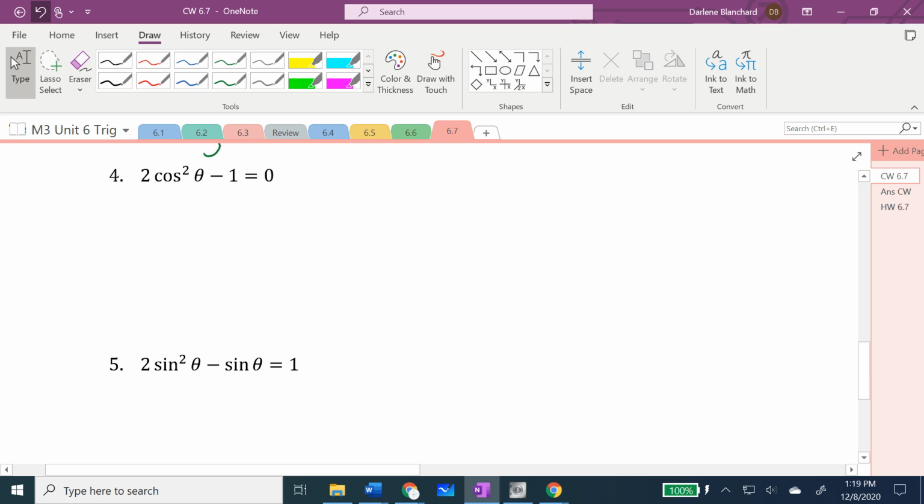Listen carefully to the directions I give you with numbers 4 and 5, especially with 5, you're going to find it very helpful. Now, if you want, cosine, does it represent x or y? So what you can do is temporarily say, let's call cosine theta x. That means that this is now 2 times x squared minus 1 equals 0.